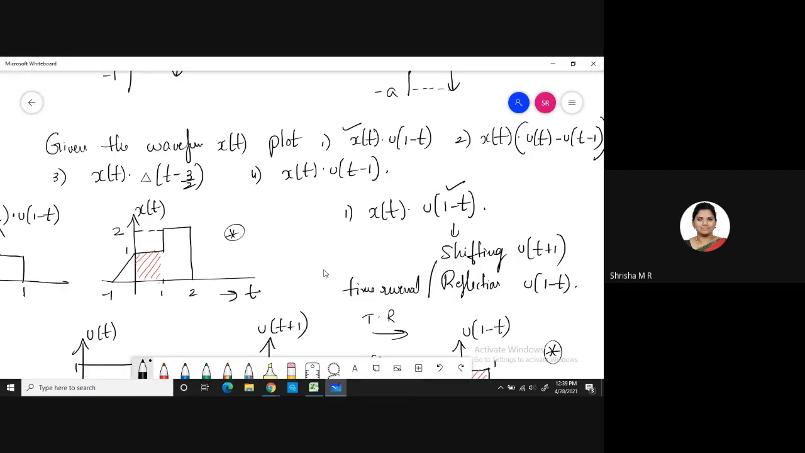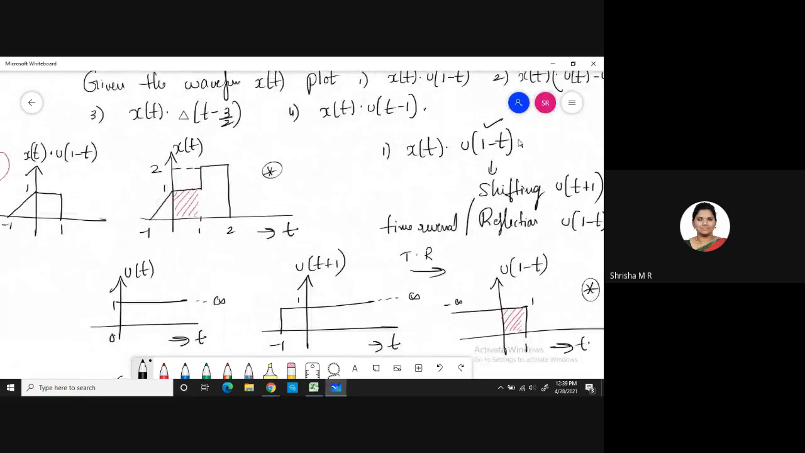So from the basics, we know how to plot u of 1 minus t, right? First we have to shift it, from the precedence rule. First is shifting, then scaling, then time reversal. Here you don't have any scaling, just shifting and time reversal. So how do you shift it? You have u of plus 1 minus t. So take u of t plus 1, then take the reflection of that to get u of 1 minus t.